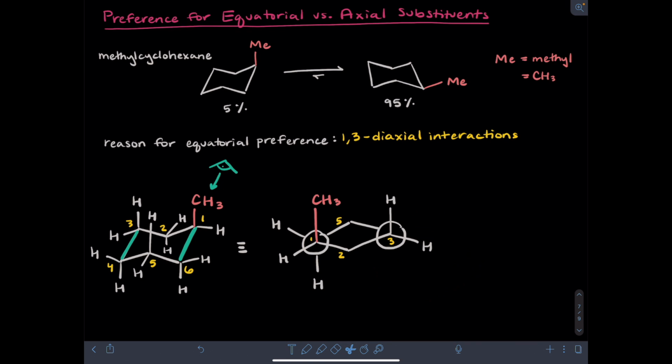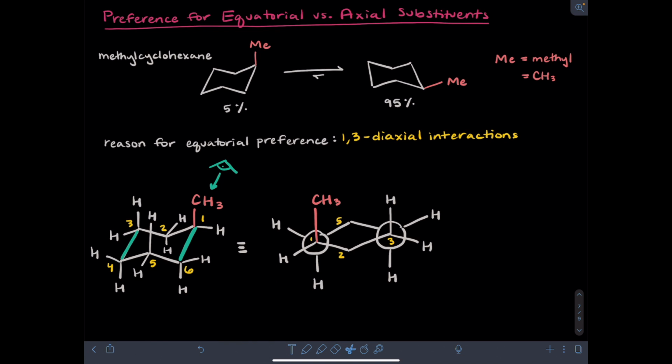Carbon 4's bond to carbon 5 points up and to the left, and carbon 4 also has two hydrogens attached. One pointed straight down, the axial hydrogen, and the equatorial hydrogen pointed up and to the right.